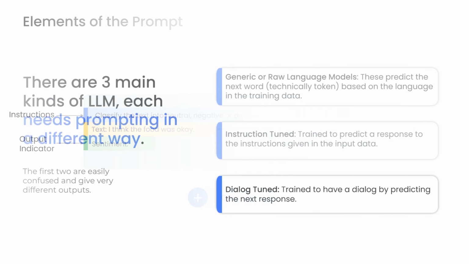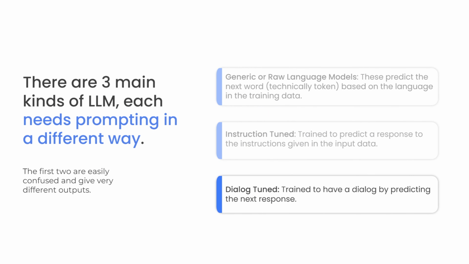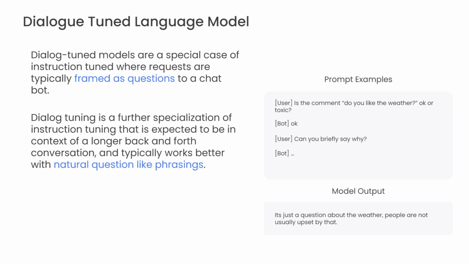In dialogue tuned models, the model is trained to have a dialogue by the next response. Dialogue tuned models are a special case of instruction tuned models where requests are typically framed as questions to a chatbot. Dialogue tuning is expected to be in the context of a longer, back and forth conversation and typically works better with natural questions like phrasings.